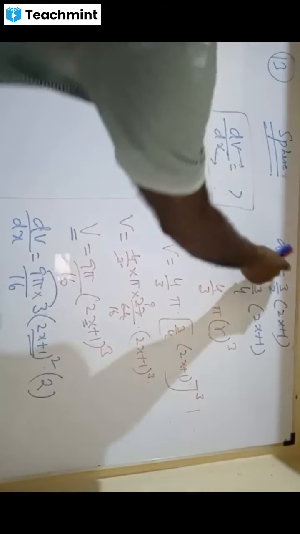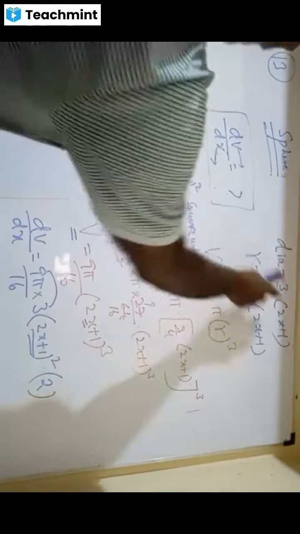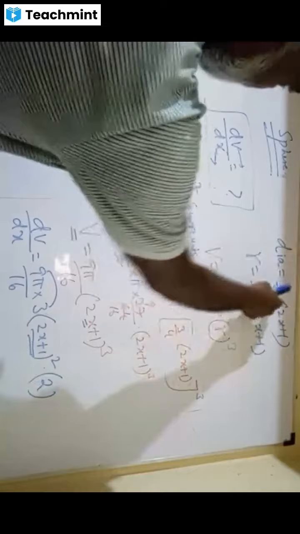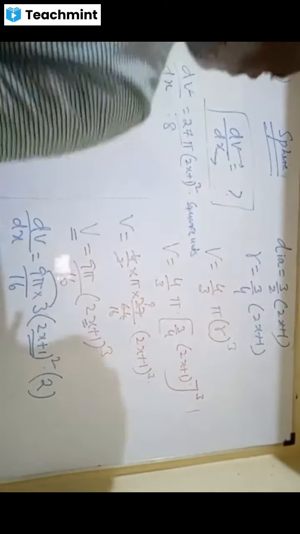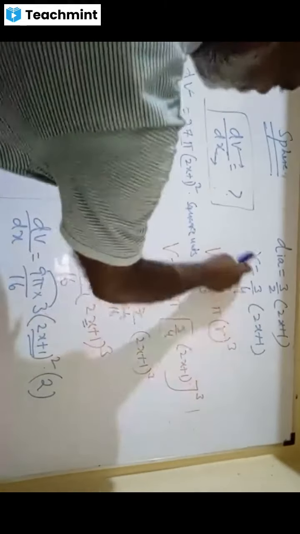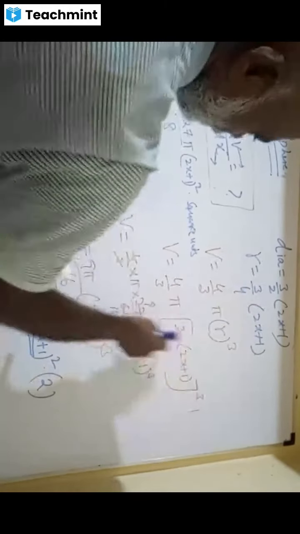Is the diameter of a sphere. Radius is a variable diameter. Radius is 3 by 4, half of it. Volume is 4 by 3 pi r cube. R is nothing but this. You substitute it here and cube it.